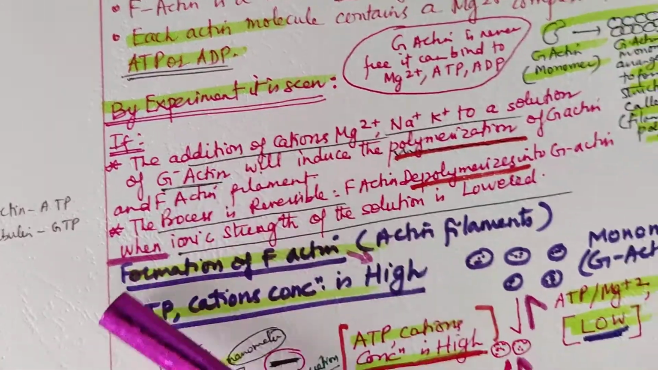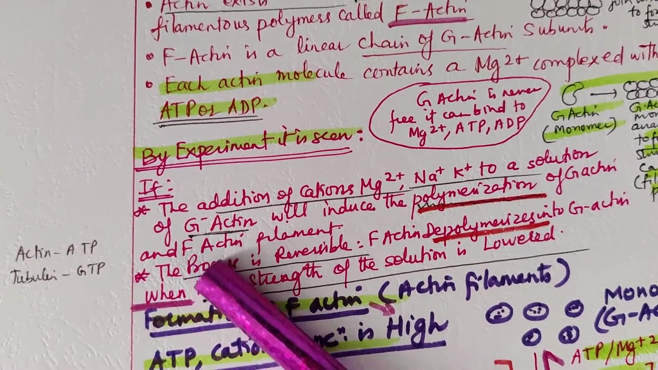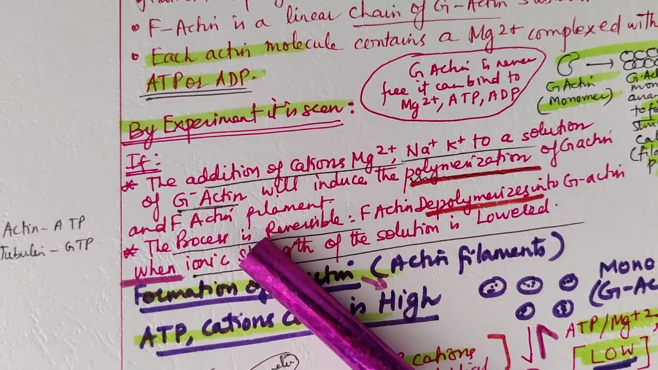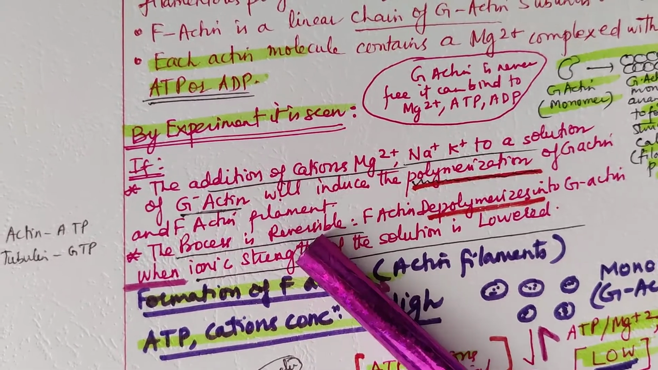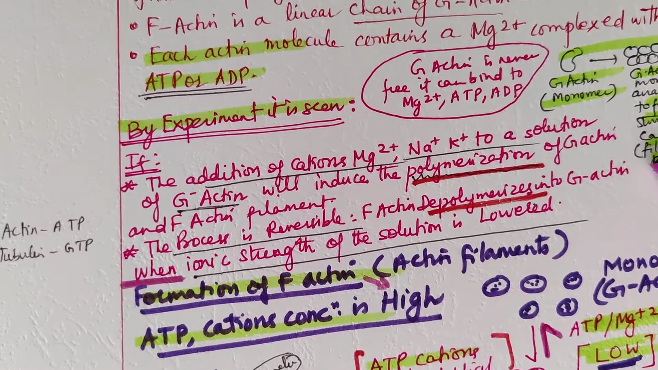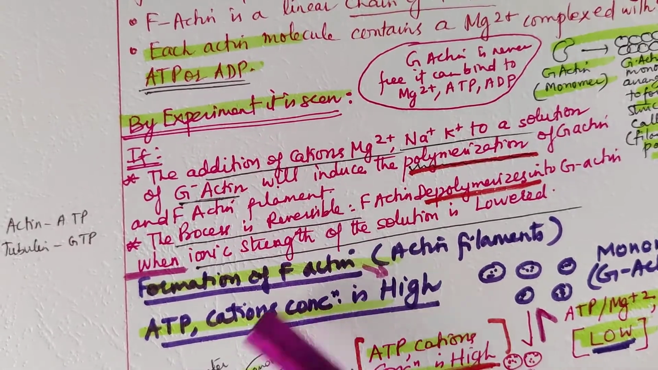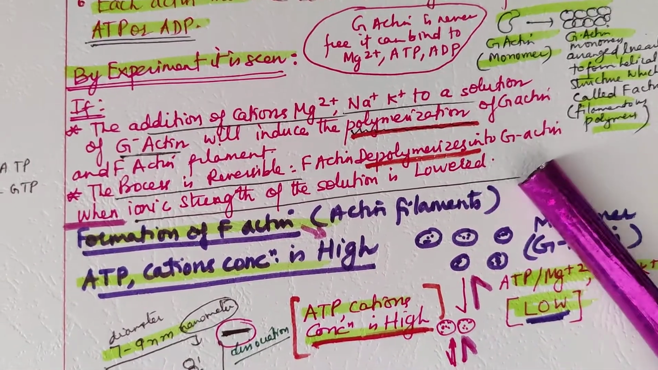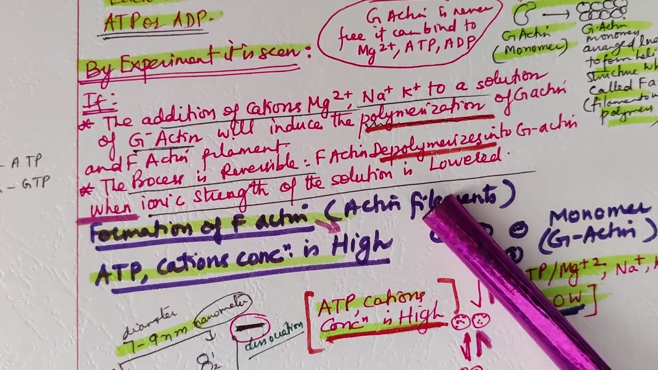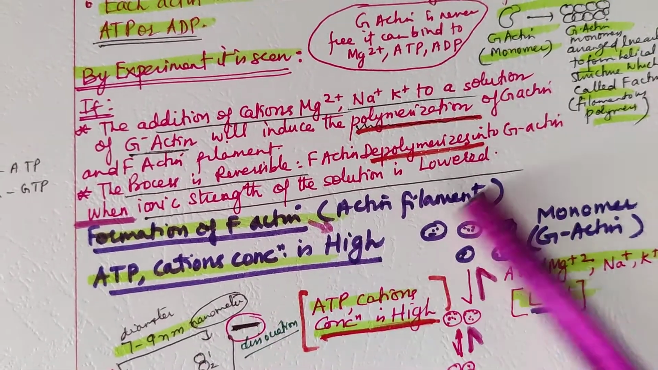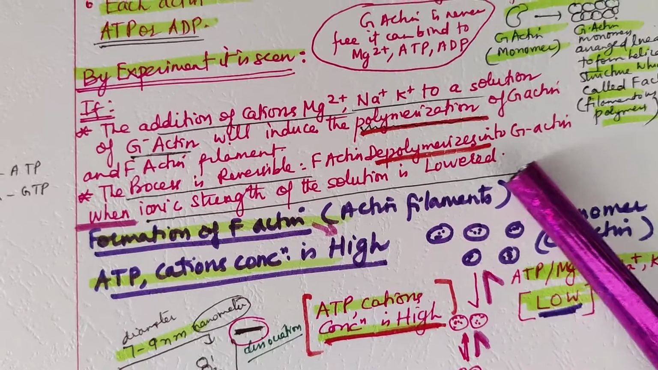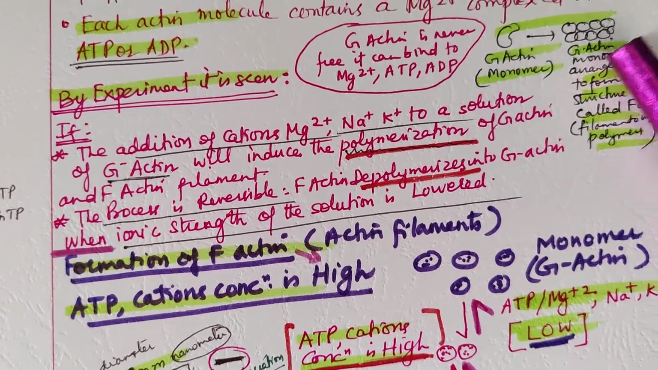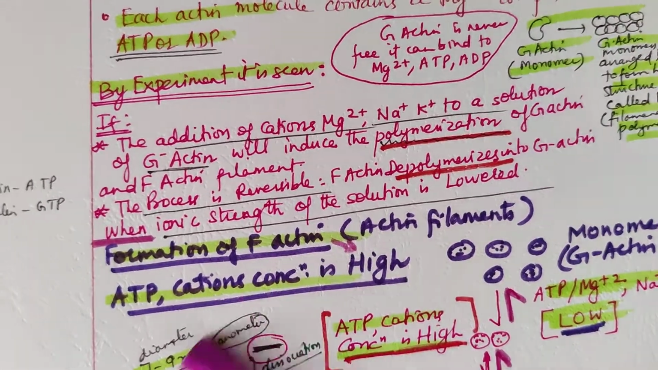Now what will we see in this experiment? If cations such as magnesium, sodium, potassium are added to a solution of G-actin, what will it induce? It will induce the polymerization of G-actin into F-actin. The process is reversible. F-actin depolymerizes into G-actin when the ionic strength of the solution is lowered. Here F-actin will revert into the monomer.